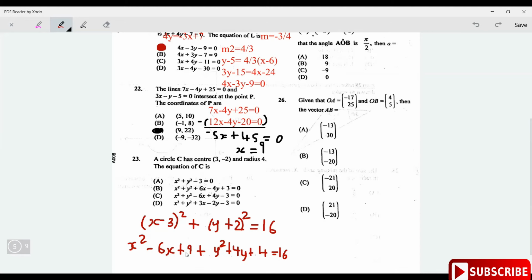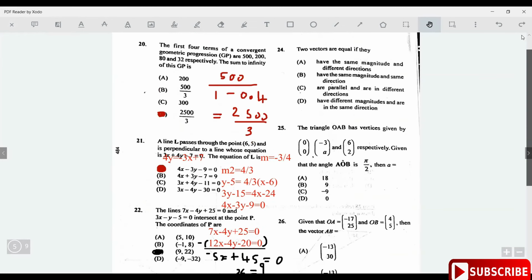All right. So remember, all we do is just simplify out the constant, then bring it to one side. So that's going to be minus 6x plus 4y minus 3, option C. This would simplify to option C.